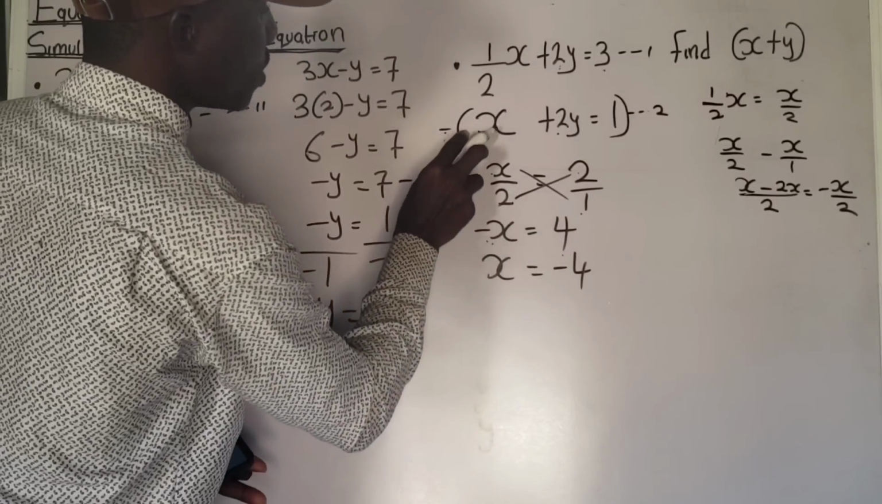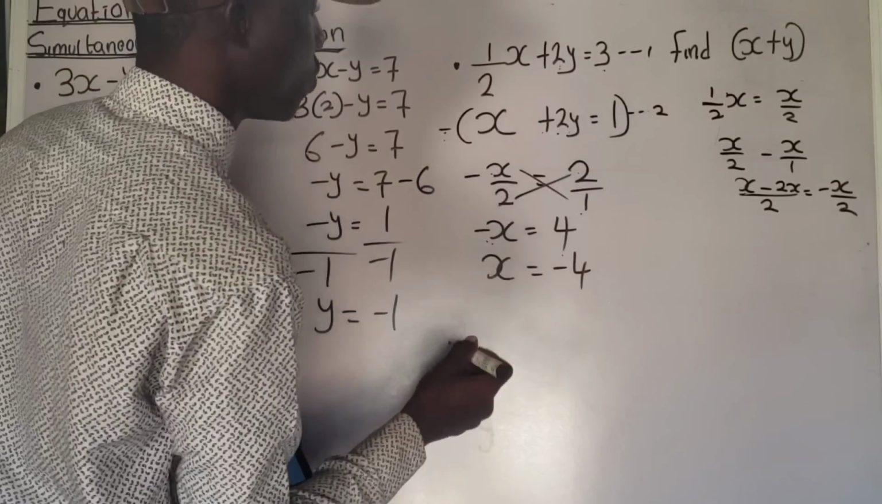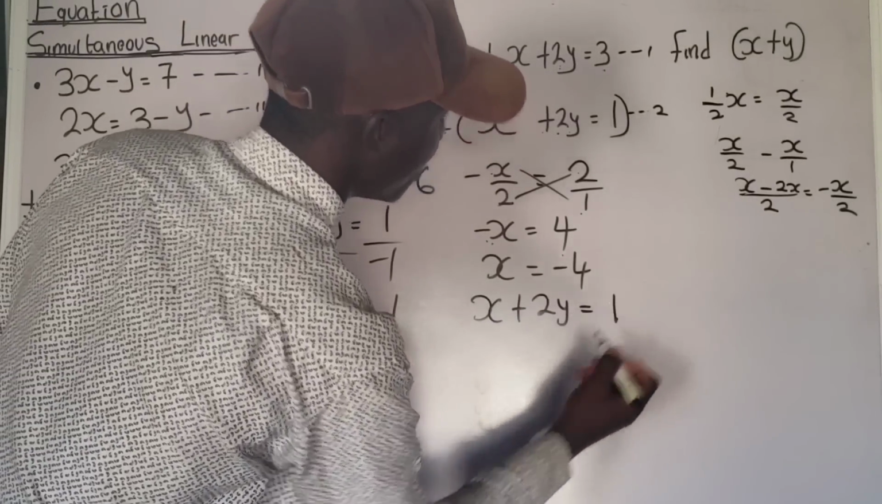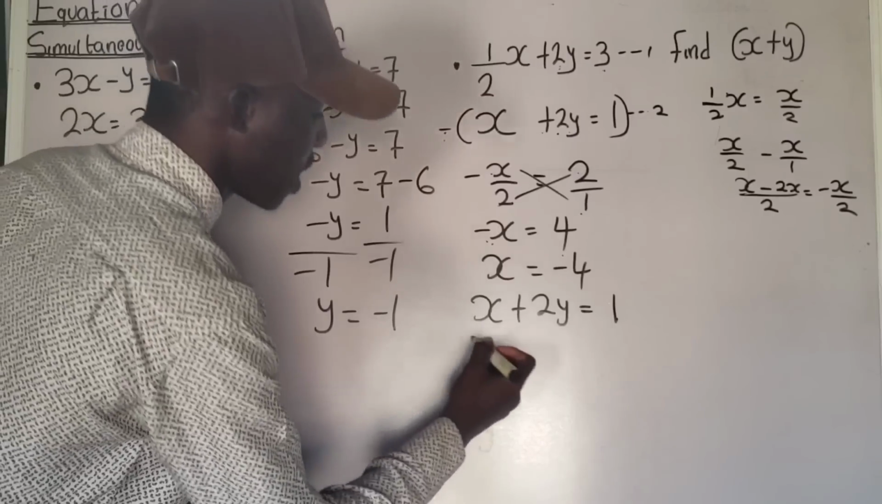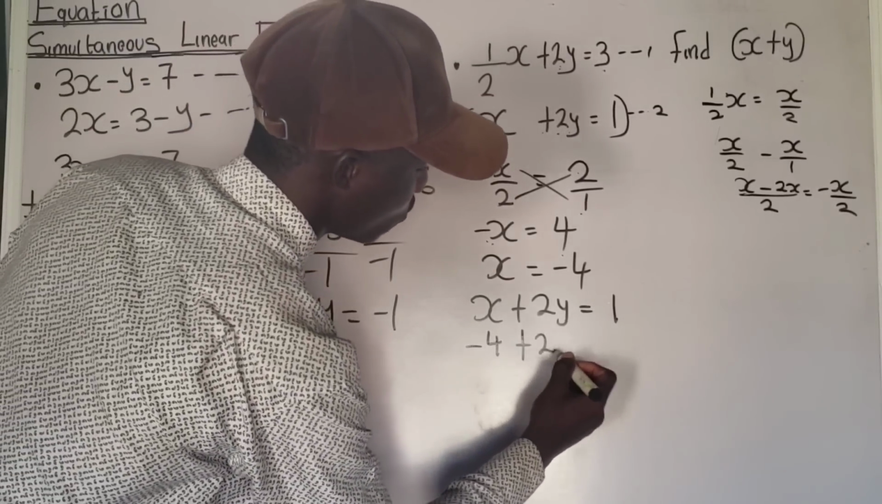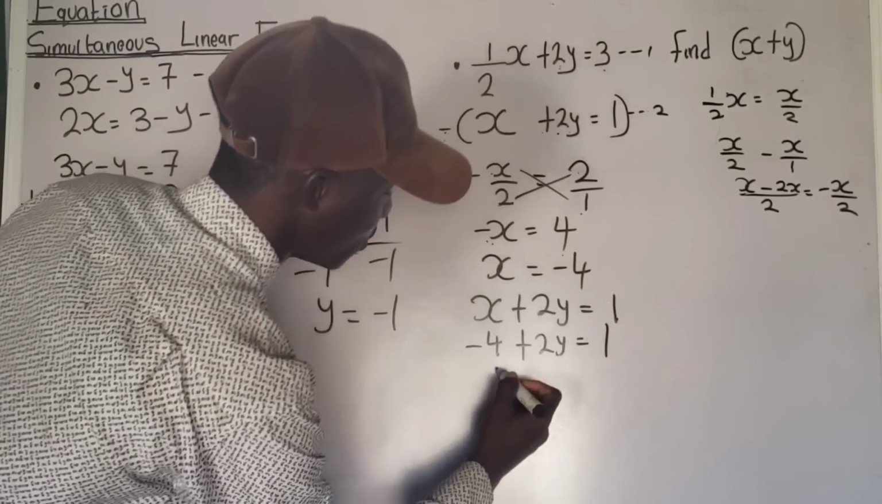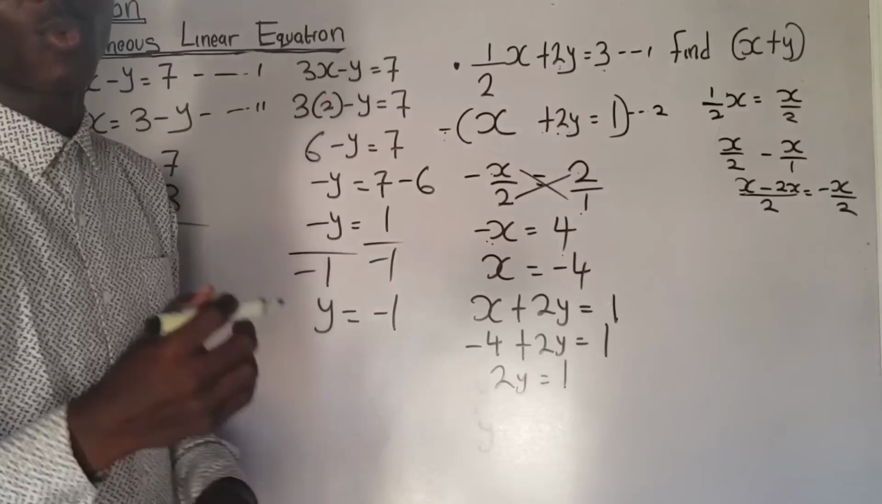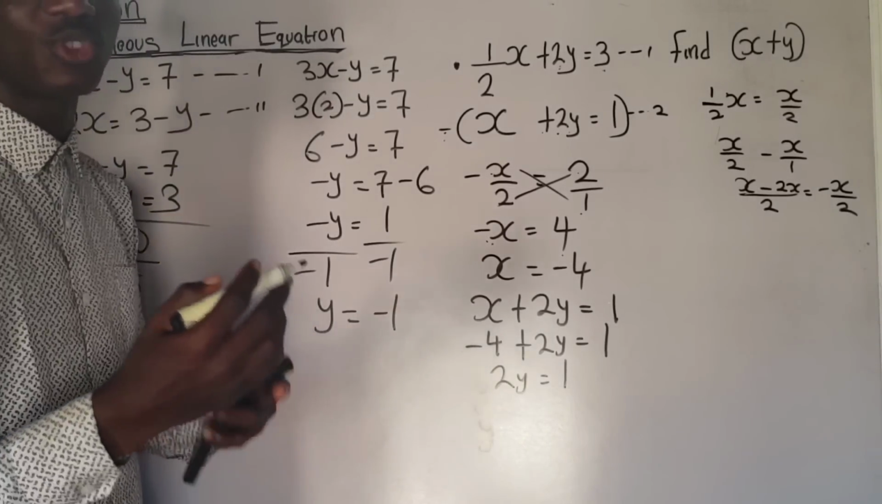So equation 2 is what? x plus 2y is equal to 1. When x is negative 4, I'm going to have negative 4 plus 2y is equal to 1. Now, 2y is equal to 1. If this negative 4 crosses the equals sign, the sign is going to change to positive.